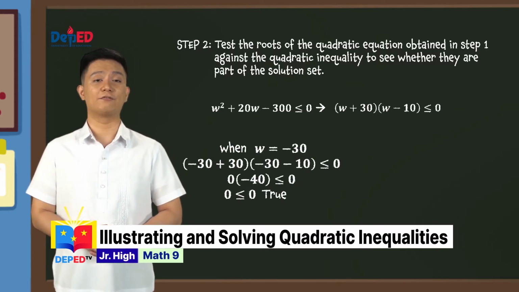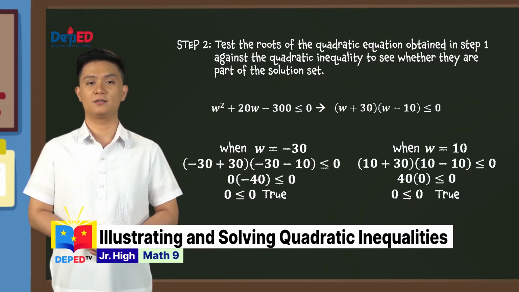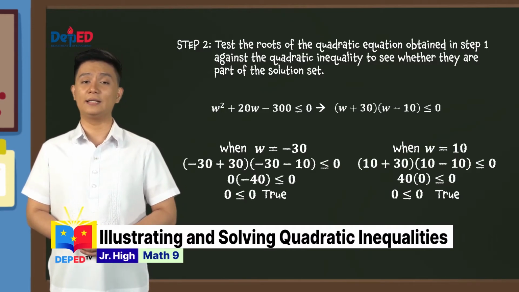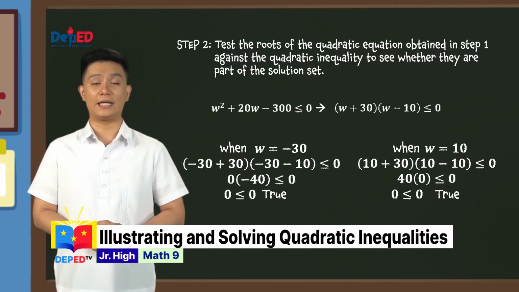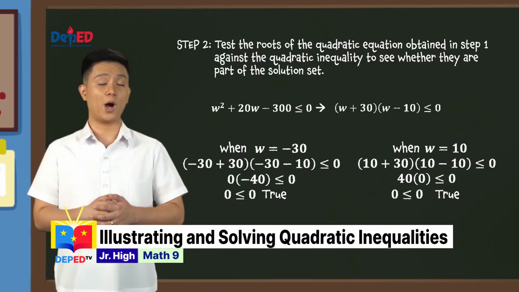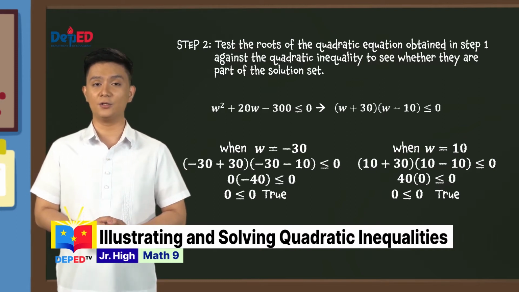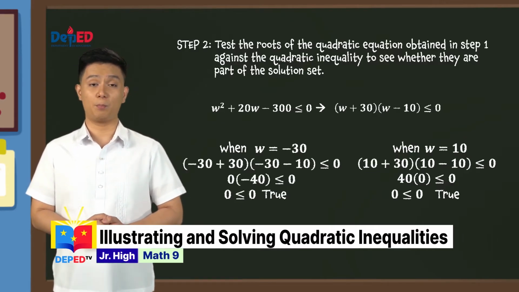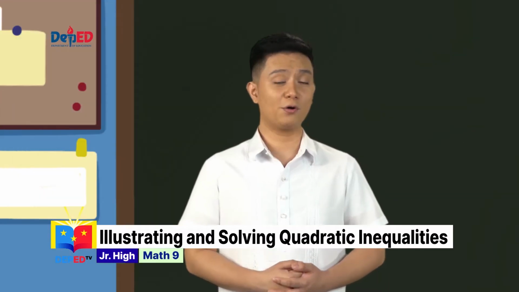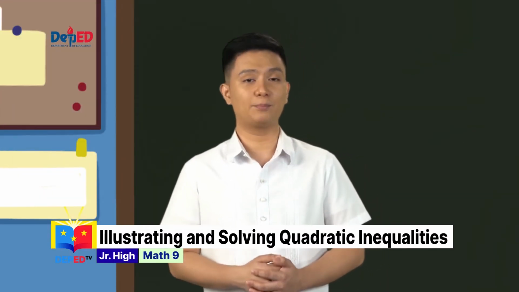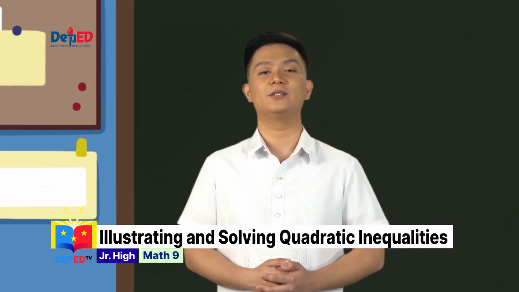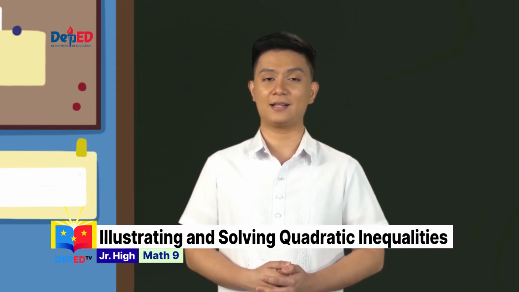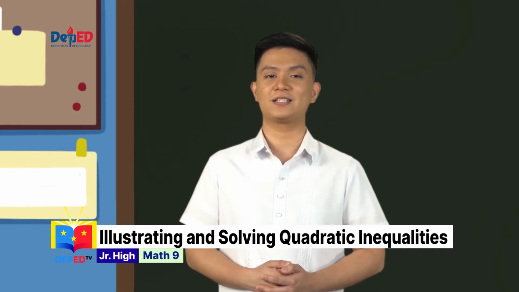We now check if negative 30 and 10 are part of the solution set by substitution. Take note that the symbol in the inequality is less than or equal to. So, if upon substitution, the obtained value of the polynomial is either negative, which means less than 0, or exactly 0, then the root is part of the solution set. Both negative 30 and 10 make the polynomial in the inequality equal to 0. This only means that they are part of the solution set.